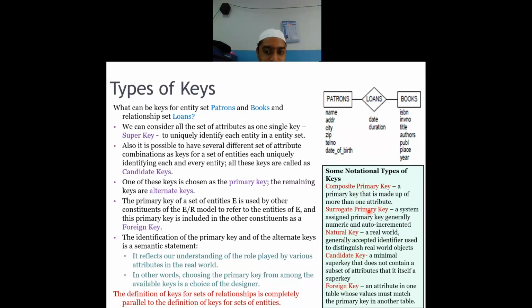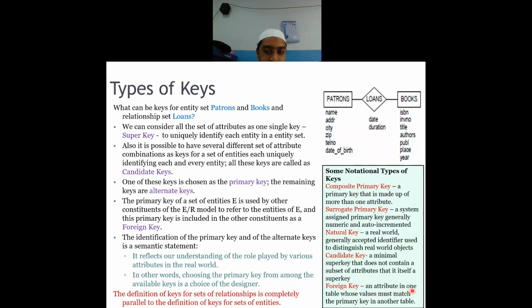Then we have natural keys. These natural keys are defined by human beings and are usually built up based on real world objects. Next one is candidate key. We have just seen it before. And foreign key. I'm just reading the definition of foreign key. It should not be mixed up with the primary key. Make a point over here.